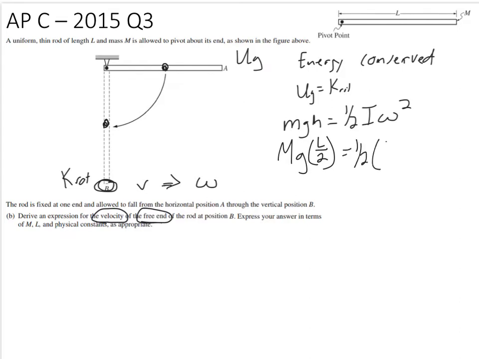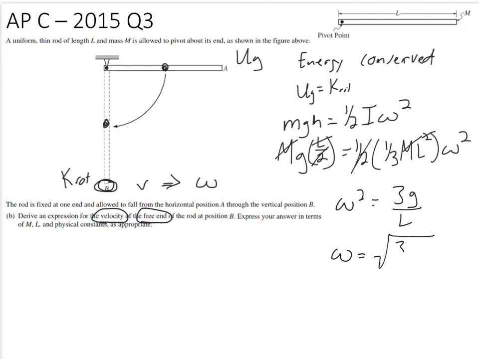1/2, and the rotational inertia from before is still 1/3 ml squared omega squared. All right, so one of these L's crosses out with this L. These masses cross out like normal. This half crosses out with that half. And so what I end up getting is that omega squared equals 3g over L, or that omega equals the square root of 3g over L.